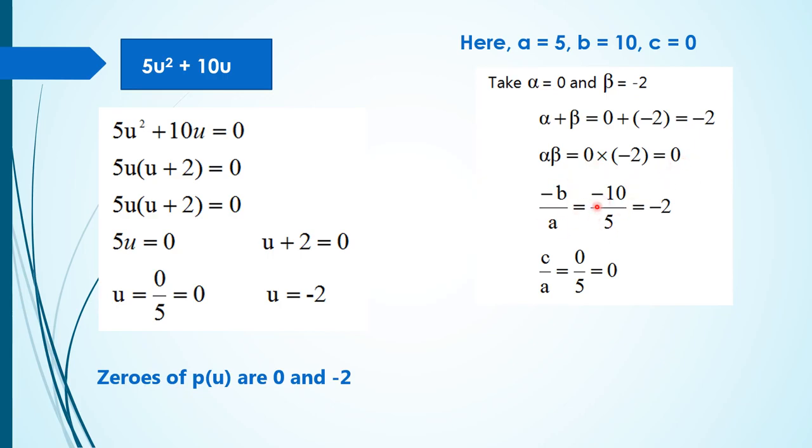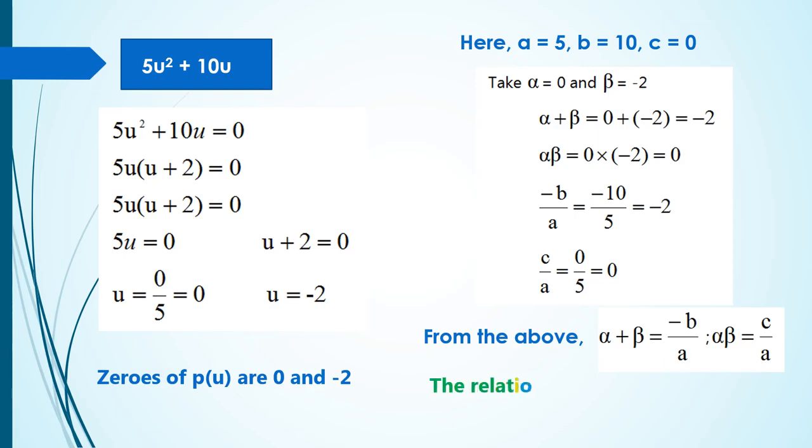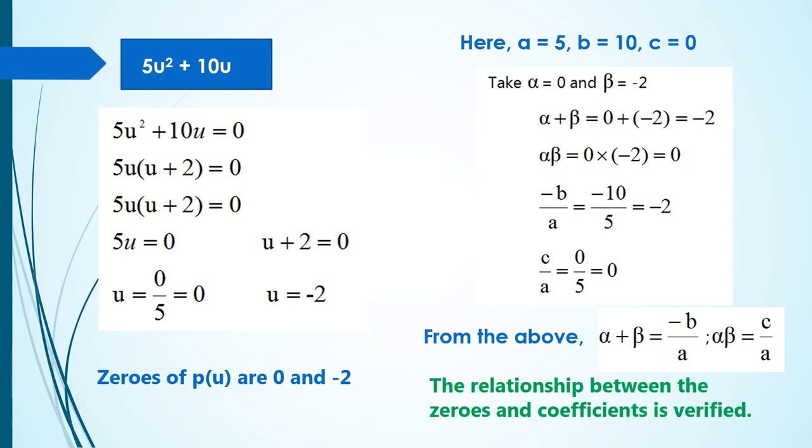Therefore, minus b by a is, here b is 10, minus b is minus 10 by 5, that is minus 2 I will get. Now c by a is, c is already 0, 0 by 5 is 0 only. Therefore, here I got alpha plus beta is minus 2 and minus b by a is also minus 2. Alpha beta is 0 and c by a is also 0. So from this I can conclude alpha plus beta is equal to minus b by a and alpha beta is equal to c by a. Therefore, in case of 5u square plus 10u, the relationship between the zeros and the coefficients is verified.